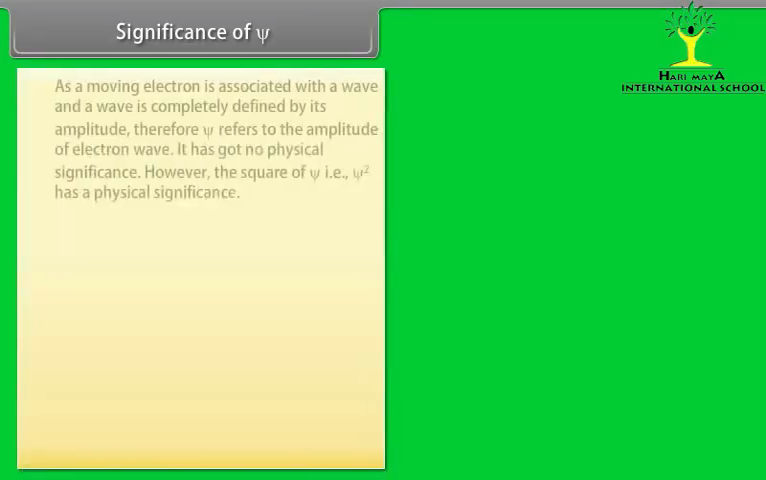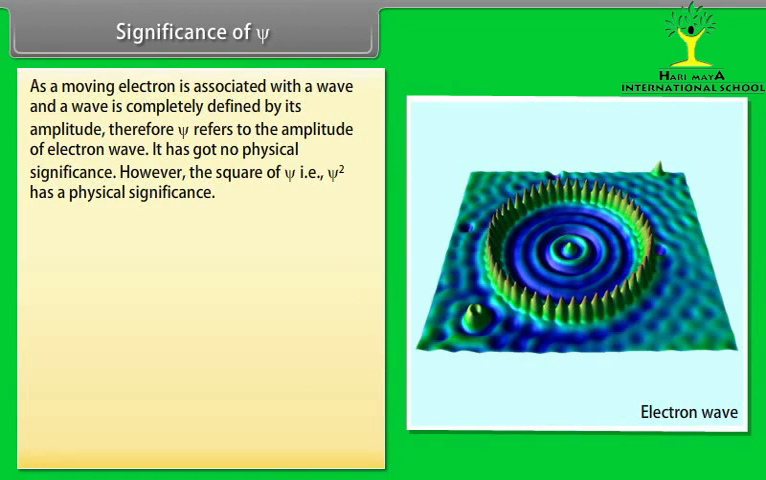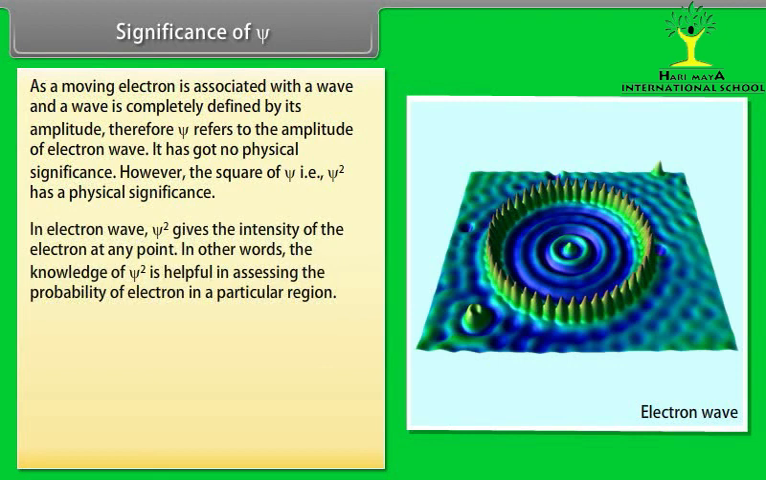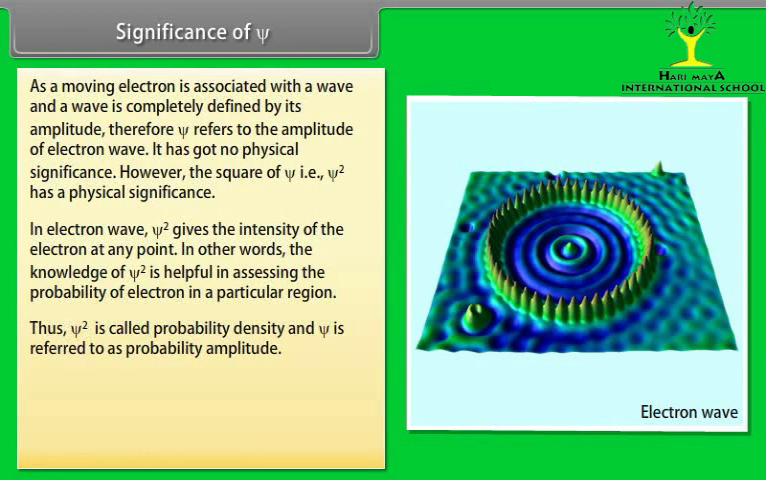Significance of psi. As a moving electron is associated with a wave, and a wave is completely defined by its amplitude, psi refers to the amplitude of the electron wave. It has no physical significance. However, the square of psi, that is psi squared, has a physical significance. In the electron wave, psi squared gives the intensity of the electron at any point. In other words, knowledge of psi squared is helpful in assessing the probability of finding the electron in a particular region. Thus, psi squared is called probability density and psi is referred to as probability amplitude.